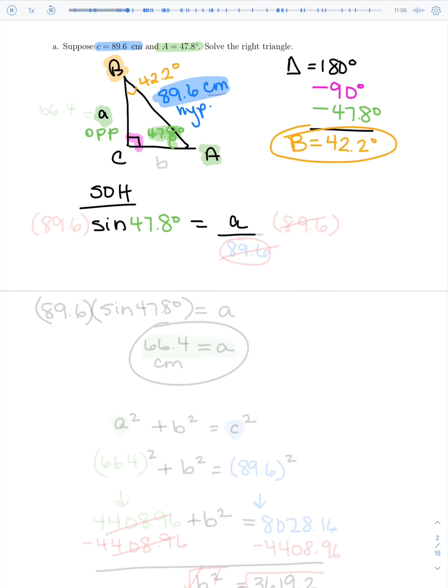The opposite side to this angle is side A. We don't know what that is, we'll find that in a second. Over the hypotenuse, which we just said on this one was 89.6. So the goal is going to be to solve this equation for A. To get A by itself, what we need to get rid of is the 89.6 on the bottom. So we're going to multiply both sides by the number 89.6.